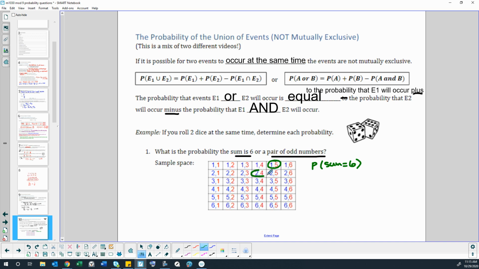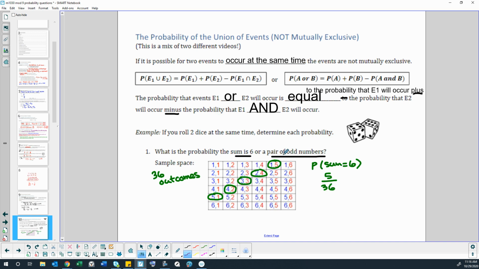So we have a 1 and a 5, or a 2 and a 4, or a 3 and a 3, or a 4 and a 2, or a 5 and a 1. Are there any other possibilities that would add up to 6? So how many possibilities do we have total in our sample space? We've got 1, 2, 3, 4, 5, 6, 1, 2, 3, 4, 5, 6. We have 36 possible outcomes from our 2 dice. Okay, so the probability of getting 2 numbers on those dice that will add up to 6 is 5 out of 36.